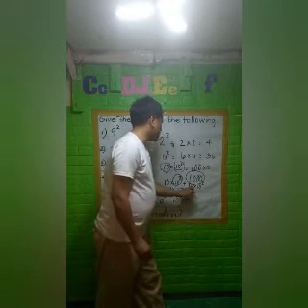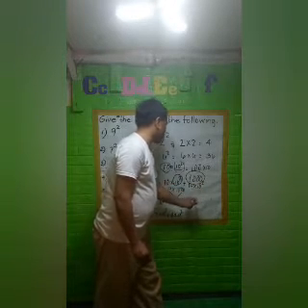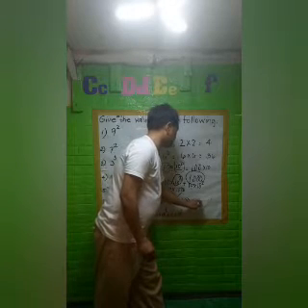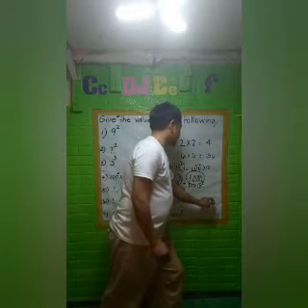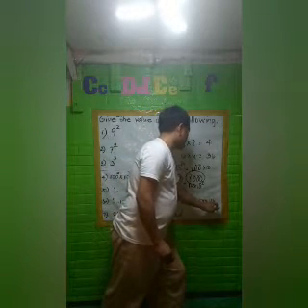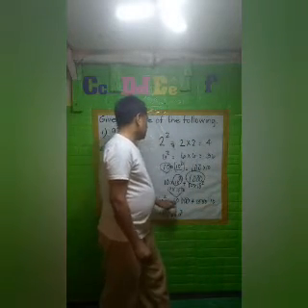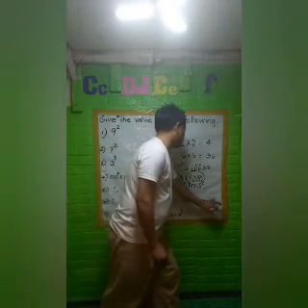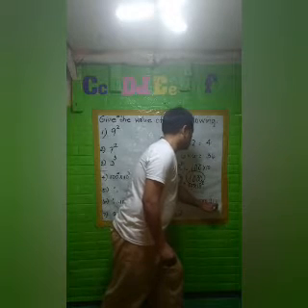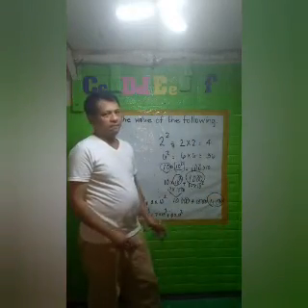Now what about this one? 10 times 10 squared, so that would become 1,000. So 10,000 plus 1,000, that would become 11,000. So that is what we are looking for. Okay, I think that is very clear to everybody.